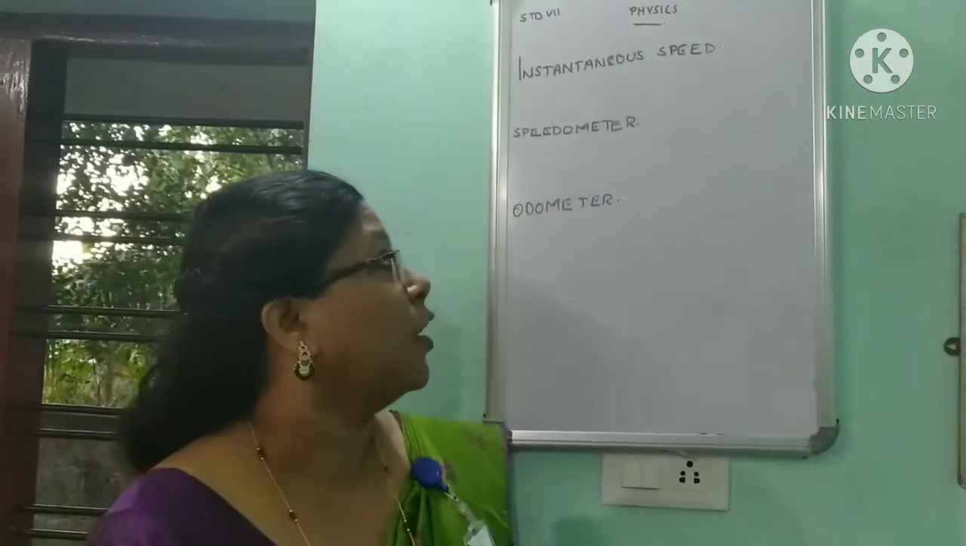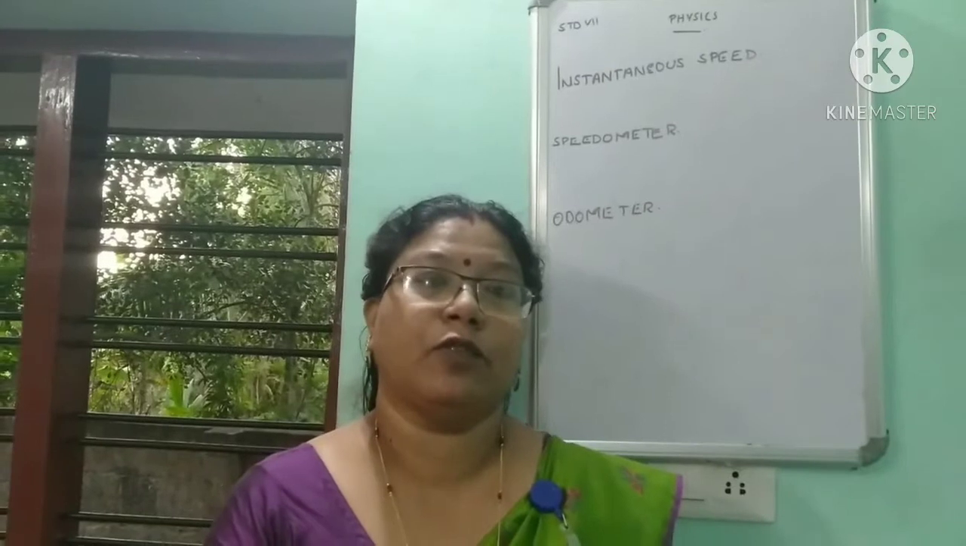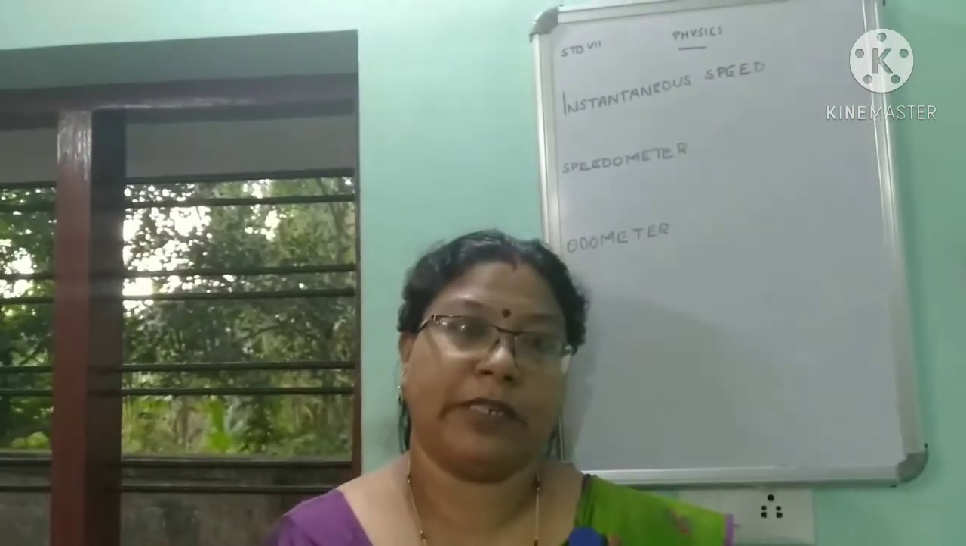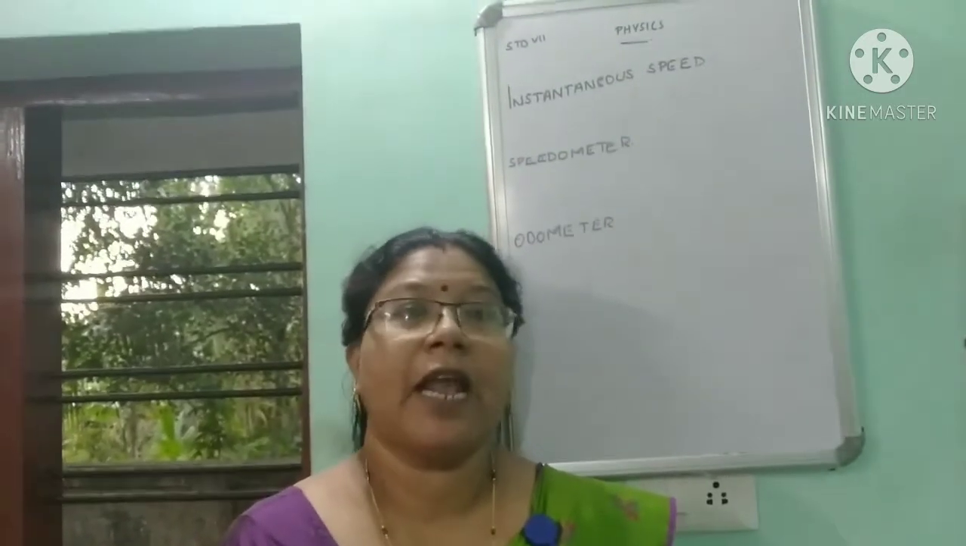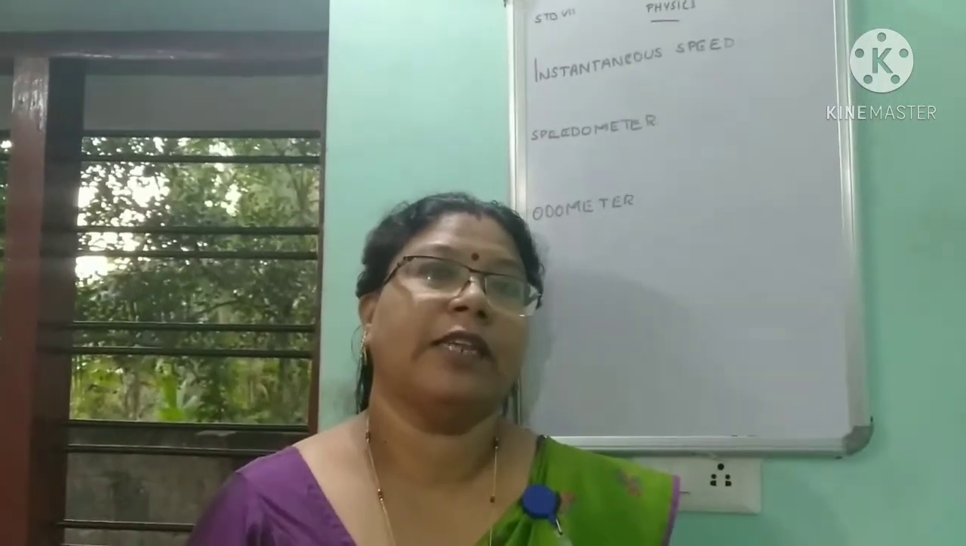And the last one is odometer. Odometer is an instrument that is used to find the distance traveled by the vehicle. So the speedometer and odometer you might have found in your vehicles. It is given on the front portion of the vehicle. Speedometer is used to find out the instantaneous speed and odometer is used to find the distance traveled by the vehicle.